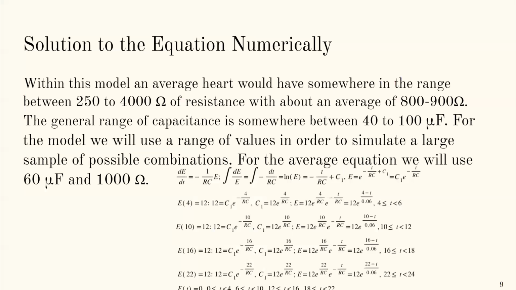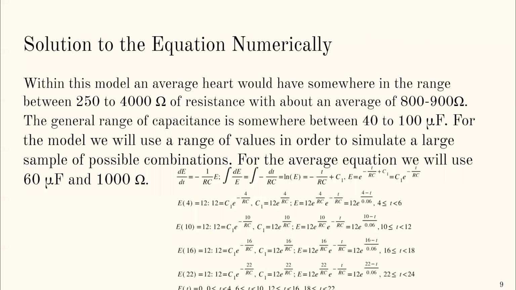So I did some research. It was generally hard to find, but I found a very large range of values for the resistance of a heart, almost certainly because it would be very different for different people. But the average adult would probably have a heart resistance somewhere between 800 and 900 ohms. And then the capacitance also appeared to be rather large, being somewhere between 40 to 100 microfarads.